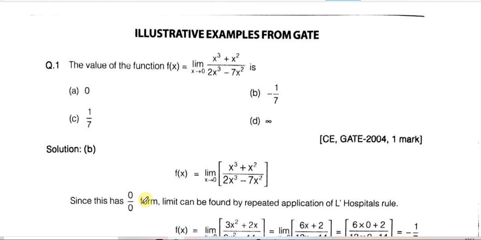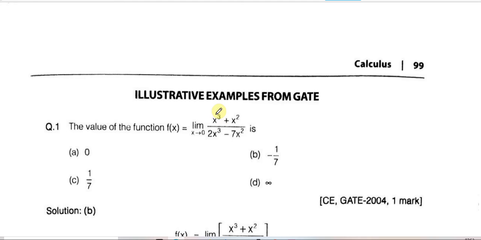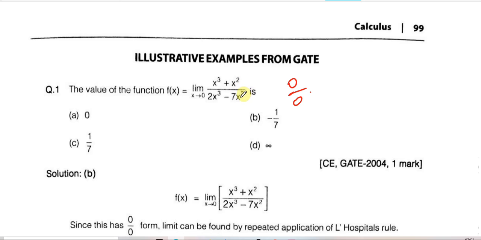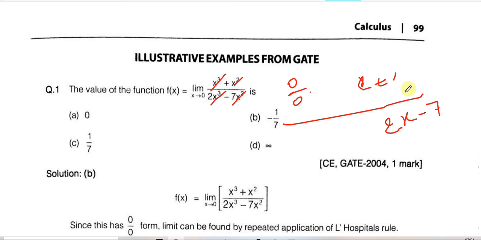So the first problem is the limit as x approaches 0 of (x cube plus x square) upon (2x cube minus 7x square). Simply putting x equal to 0, we get the 0 by 0 form. So we can apply L'Hopital's rule. But before that, take x square common and cancel it. Then it will be (x plus 1) upon (2x minus 7). If we put 0, it will be minus 1 upon 7. So no need to apply L'Hopital's, though you can apply it also.